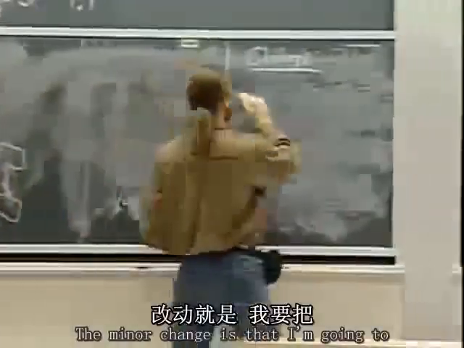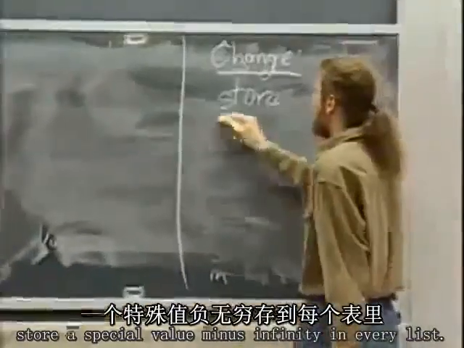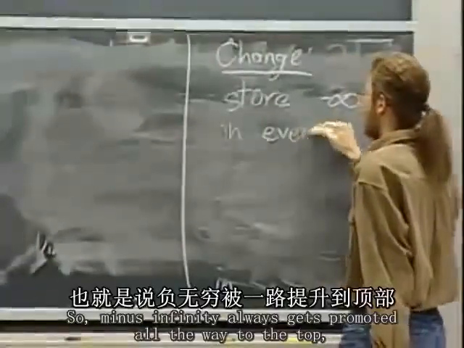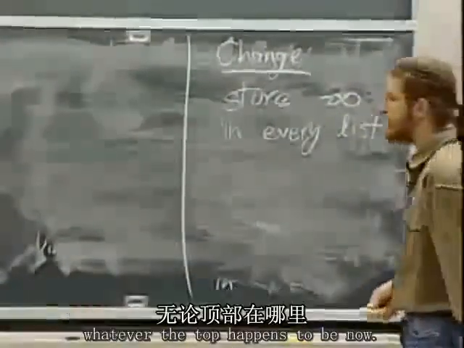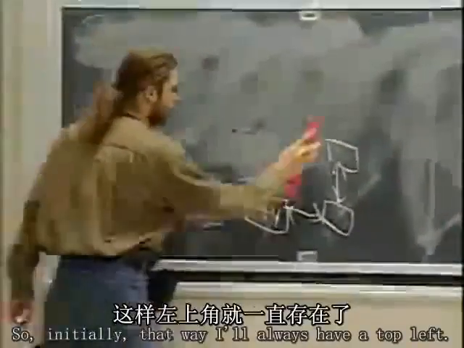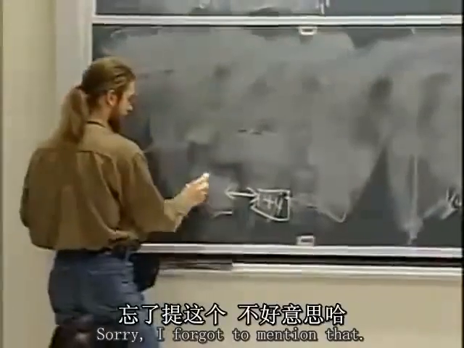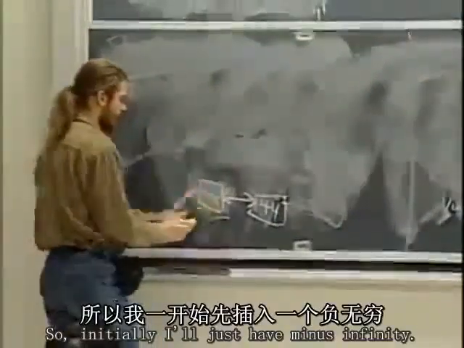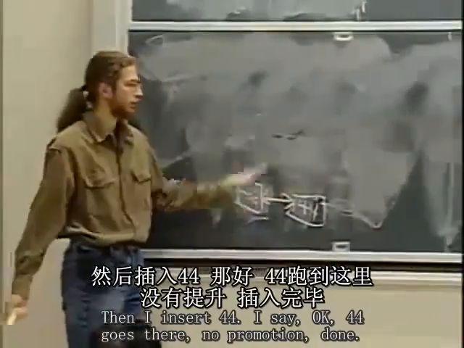Minor change is that I'm going to store a special value, -infinity, in every list. That will make sure -infinity always gets promoted all the way to the top, whatever the top happens to be now. So initially, that way I'll always have a top left. Sorry, I forgot to mention that. So initially I'll have just -infinity, then I insert 44, I say, okay, 44 goes there, no promotion, done.